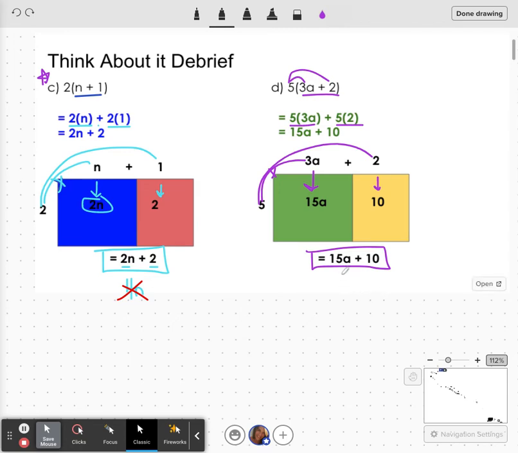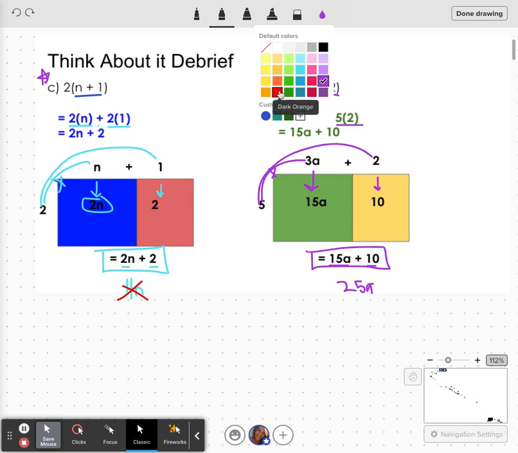Same question, why isn't this answer 25a? Well, same answer as before. I know I cannot combine 10 because it's a constant with 15a because it has a variable. A constant doesn't have a variable, so I can't actually combine these terms. So I know that I've gotten it in simplest form when I can no longer combine terms, and I can't combine these, so I know that it is in the simplest form.